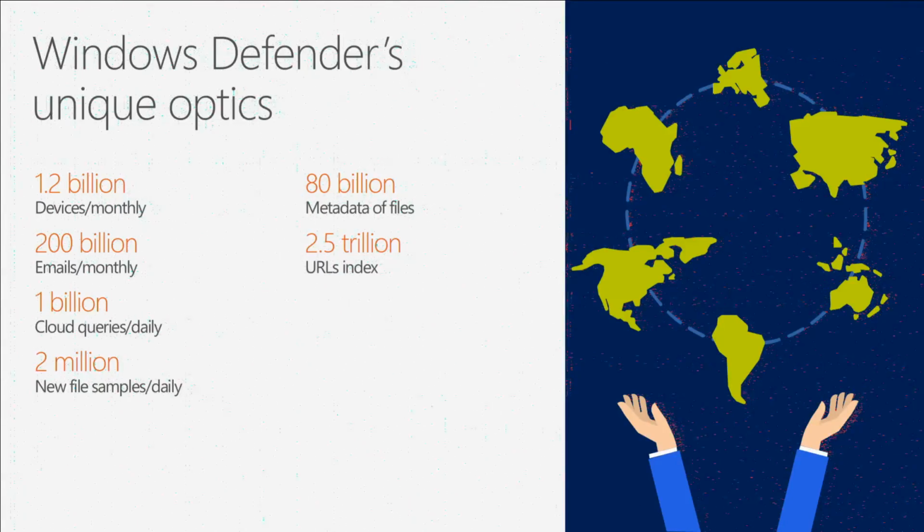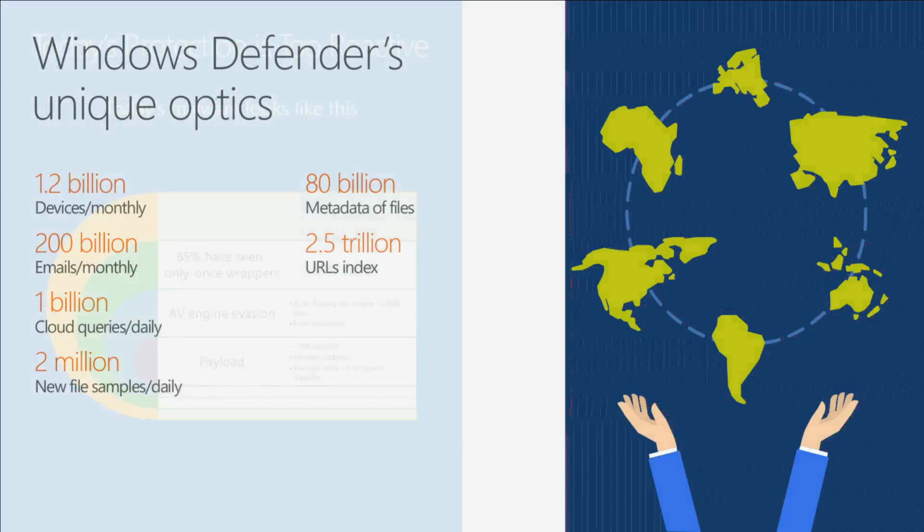Well, what do we do with all that data? How much data do we really have? Over 1 billion calls a day to our protection service. So that's every day, 1 billion unique calls into our protection service. Over a month, we see 1.2 billion unique devices. We have over 80 billion files that we have the metadata of. We have trillions of URLs indexed. And what that allows us is to see the ecosystem.